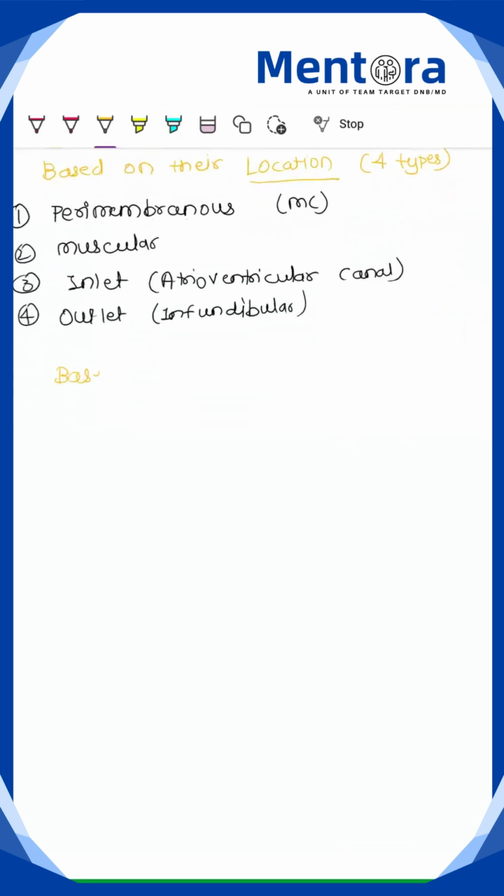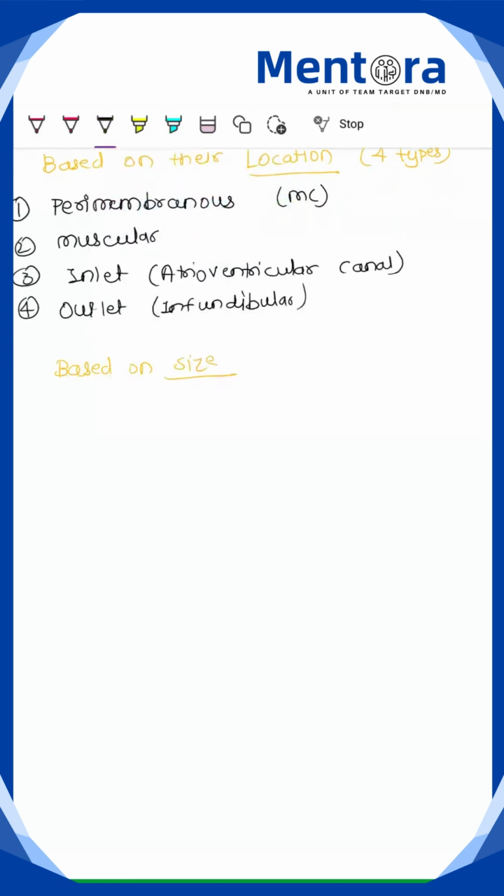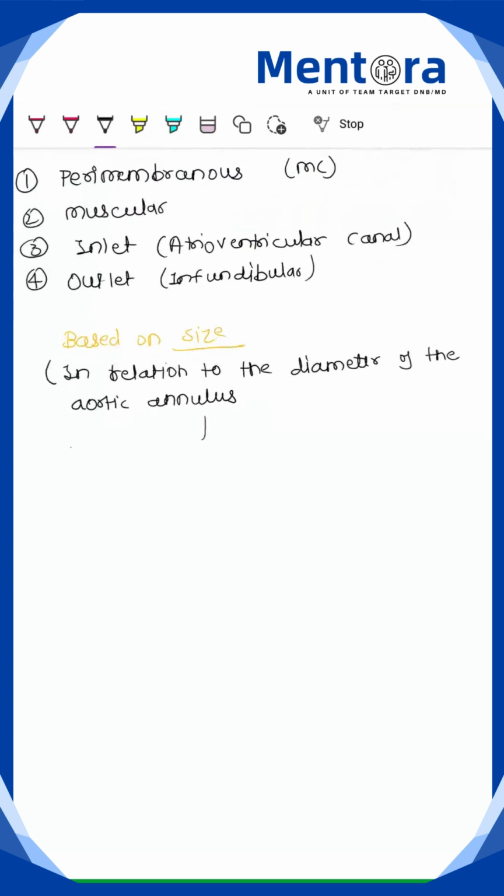The second classification is based on size. So it is in relation to the diameter of aortic annulus. It is of 3 types: small, moderate, and large VSD.